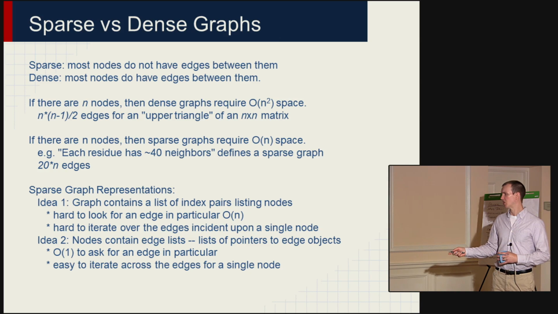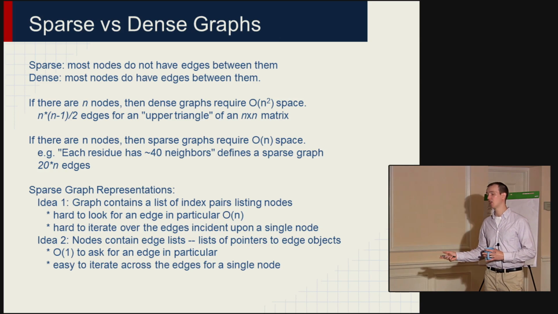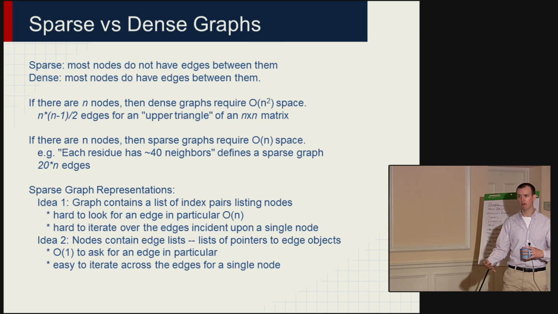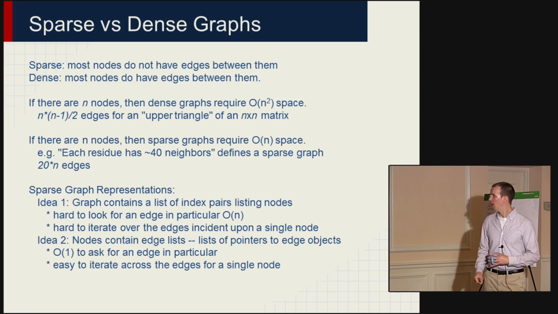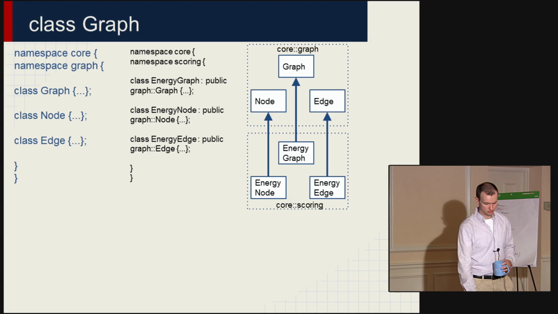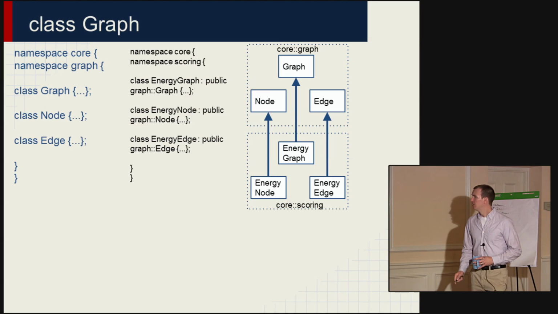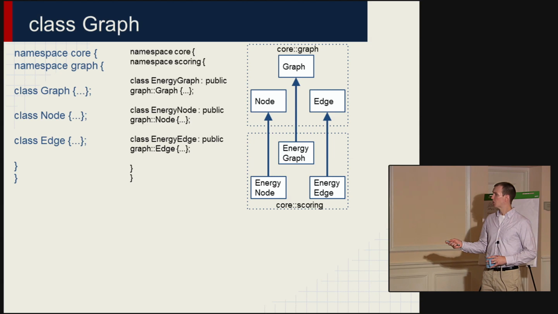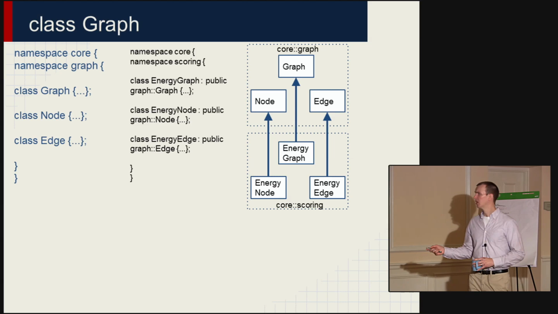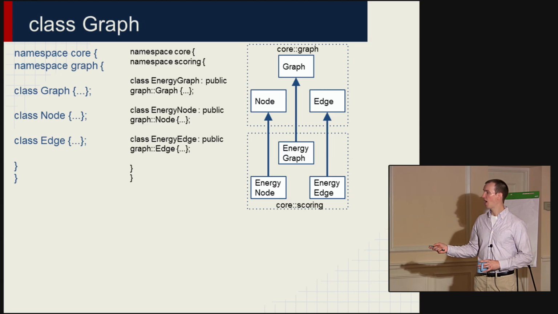So this representation also makes it particularly easy to iterate across all the edges for a single node, right? They're all represented right there on the node object. Okay, so in Rosetta we have class graph. This lives in core. It probably should live in utility. And it has a graph class, a node class, and an edge class. And you interact primarily through the graph class, but you can access the node and edge classes.